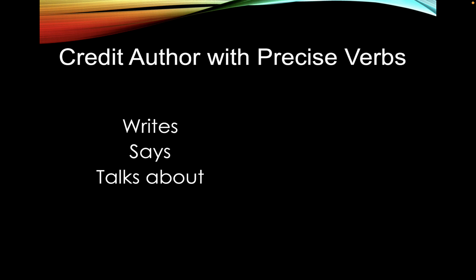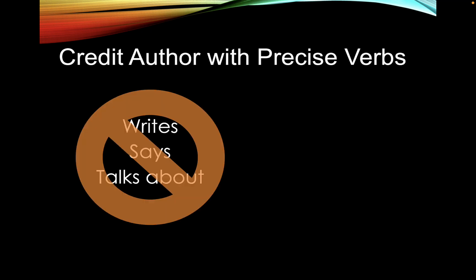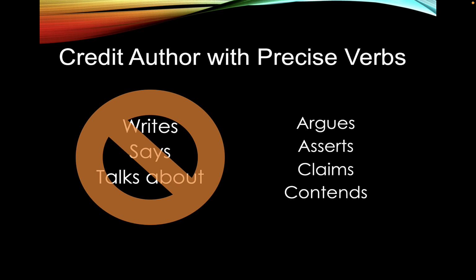So these verbs, writes, says, and talks about, are actually not good ones to use to introduce what an author is doing. They're very vague, and talks about is pretty informal, so it's not really appropriate for an academic summary. Instead, we want to use words that are more precise. So if an author is making an argument, we can say things like, Krakovsky argues, she asserts, she further claims, the author contends. These words give us a better idea of what the author is doing when they're making a claim that others could disagree with.